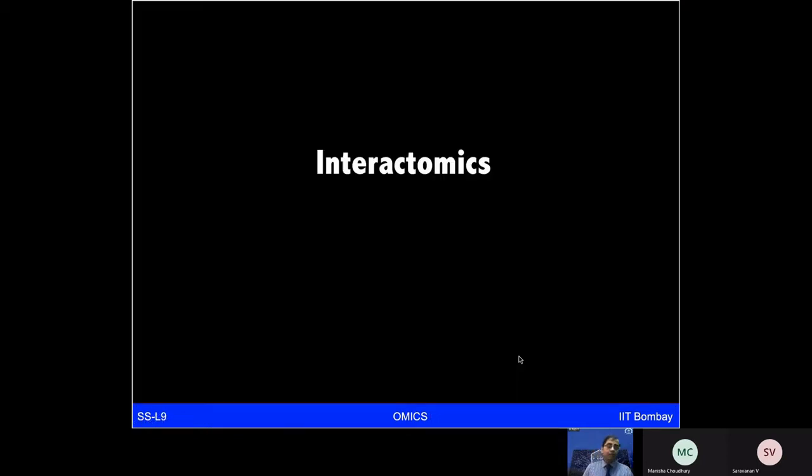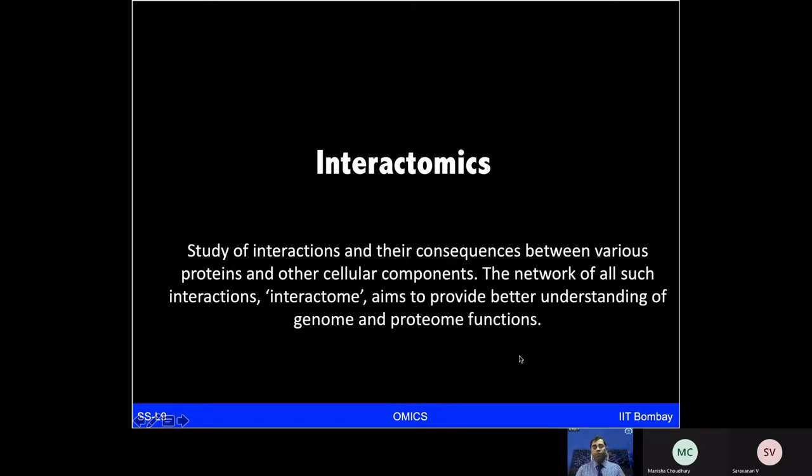So what is interactomics? As the name says, you are looking at different technologies and how to utilize them to capture biomolecular interactions. Interactomics is the study of these biological interactions and their consequences between various proteins as well as other cellular components. Sometimes these interactions could be just protein-protein. It could also be protein-DNA, protein-carbohydrates, protein-lipids, small molecules. So these networks of all such interactions, or the interactome, aim to provide a better understanding of genome and proteome functions.